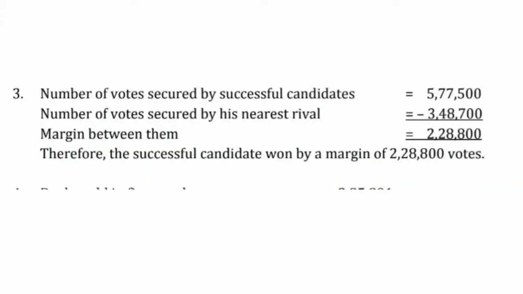Let's see the solution. Number of votes secured by successful candidate, it is 5,77,500. And the second person, means number of votes secured by his nearest rival, it is 3,48,700. So we will subtract both the numbers. It will come 2,28,800. Therefore, the successful candidate won by a margin of 2,28,800 votes.